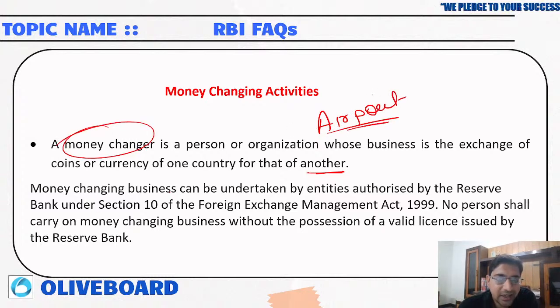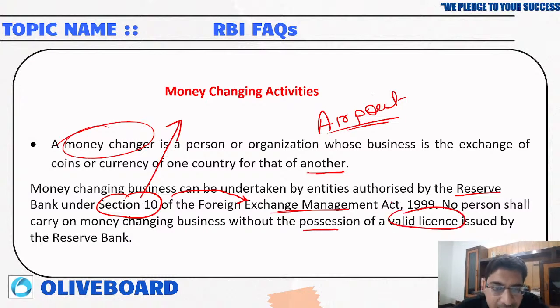Okay, money changing business can be undertaken by entities authorized by the Reserve Bank. Under what section? Section 10. Under Section 10 of the Foreign Exchange Management Act, FEMA Act of 1999, no person shall carry on money changing business without the possession of a valid license. So you require a valid license from the RBI under Section 10 of the FEMA Act. Then only you can work as a money changer.